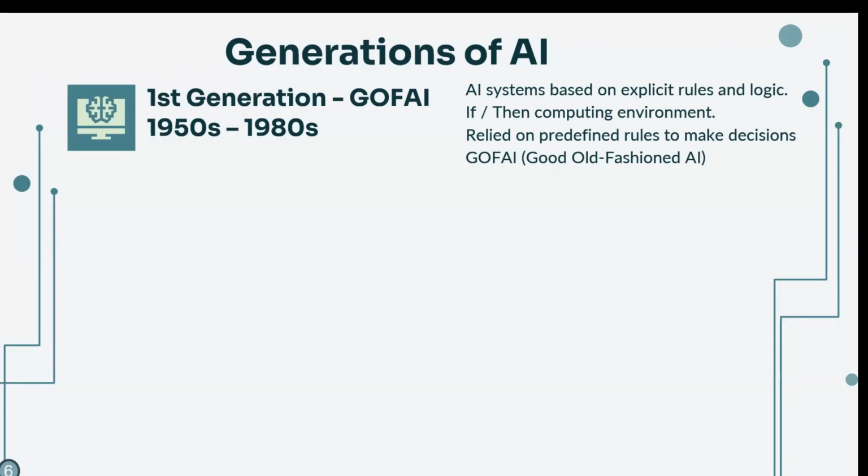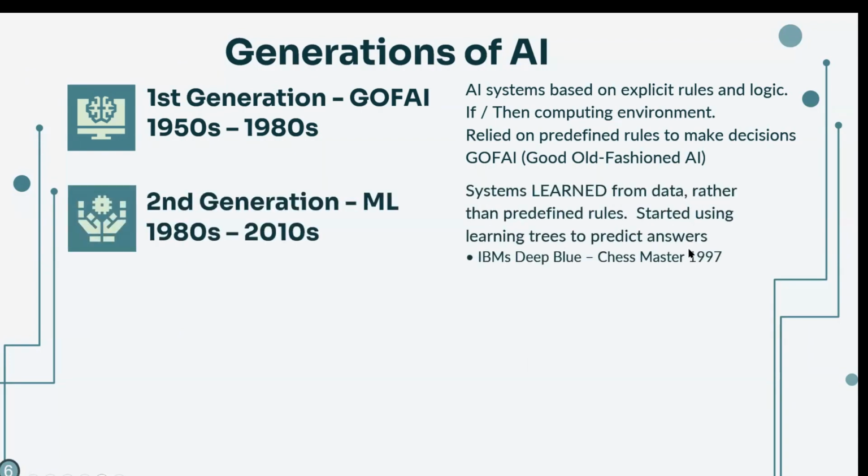It could not go outside of the bounds of its rules to make decisions. So again, back in the day, good old-fashioned AI. Second generation was from about 1980 to 2010, where systems learned from the data rather than predefined rules.